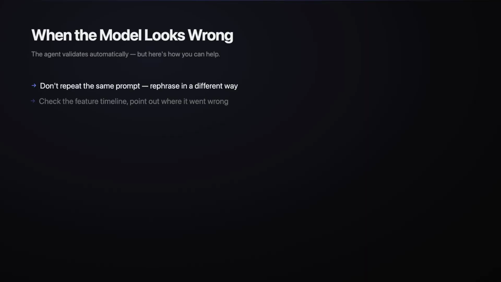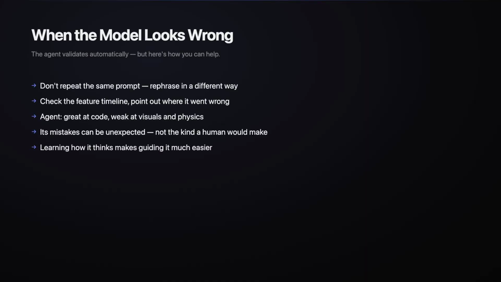If the model doesn't look right, don't just repeat the same prompt. Rephrase your idea in a different way. That gives the agent new information to work with. You can also check the feature timeline to find exactly where the build went wrong and point it out. Keep in mind, the agent is great at writing code, but it's not great at visual judgment or basic physics. Its mistakes can be unexpected, not the kind a human would make. Once you get a feel for how it thinks, guiding it gets much easier.